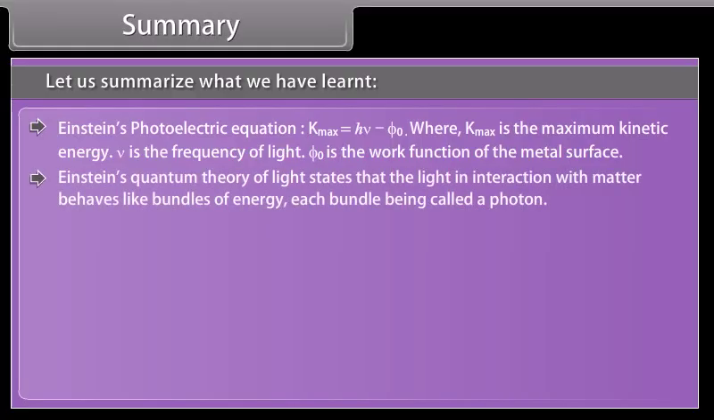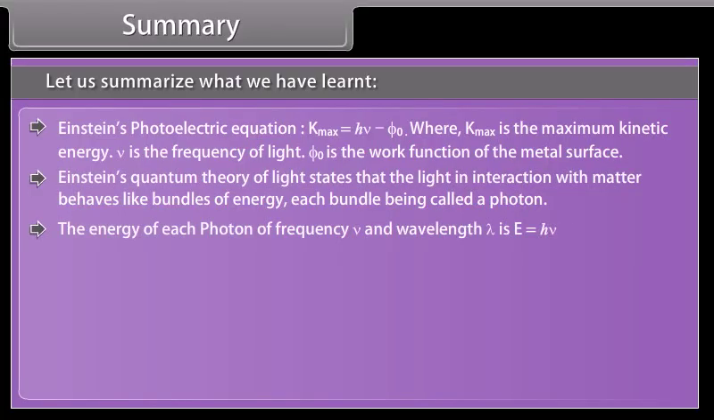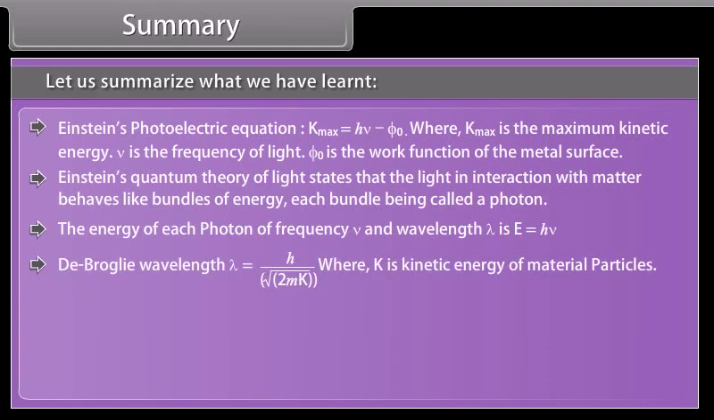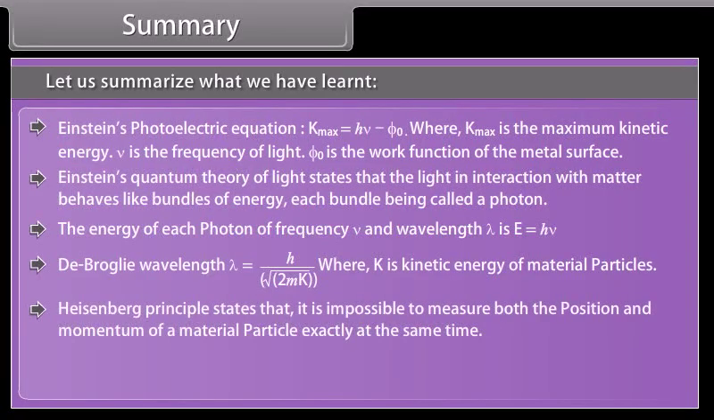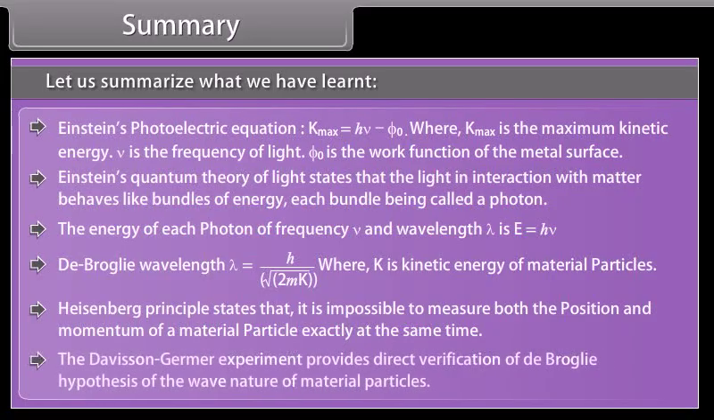Einstein's quantum theory of light states that the light in interaction with matter behaves like bundles of energy, each bundle being called a photon. The energy of each photon of frequency nu and wavelength lambda is E equals h nu. De Broglie wavelength lambda is equal to h by square root of 2mk, where k is kinetic energy of material particles. Heisenberg principle states that it is impossible to measure both the position and momentum of a material particle exactly at the same time. The Davisson-Germer experiment provides direct verification of de Broglie hypothesis of the wave nature of material particles.